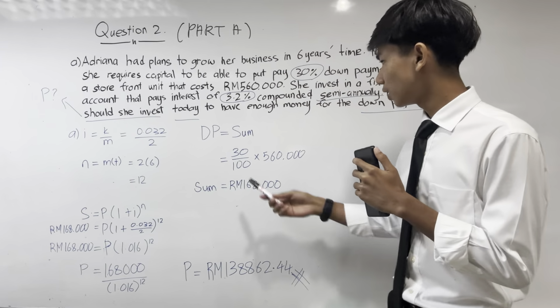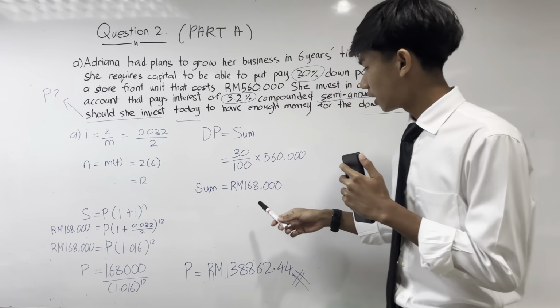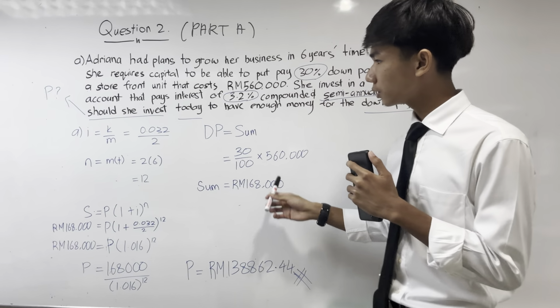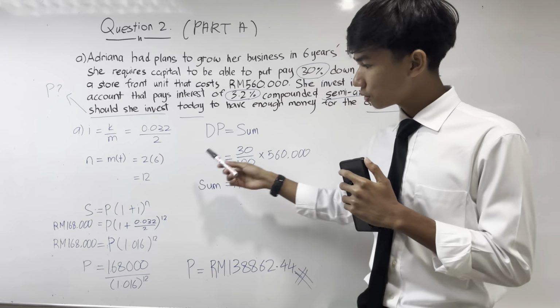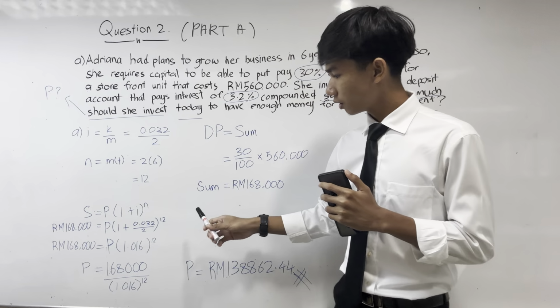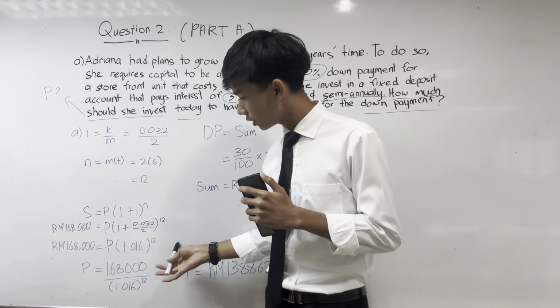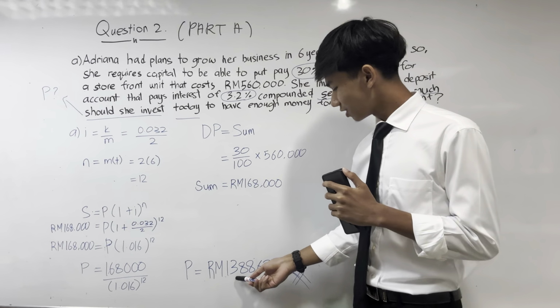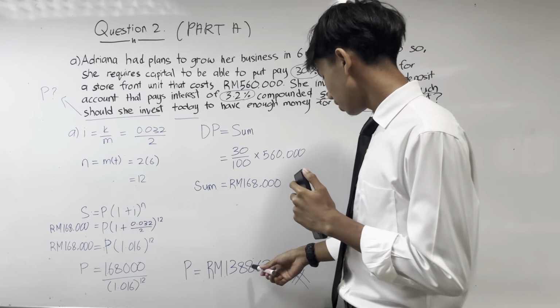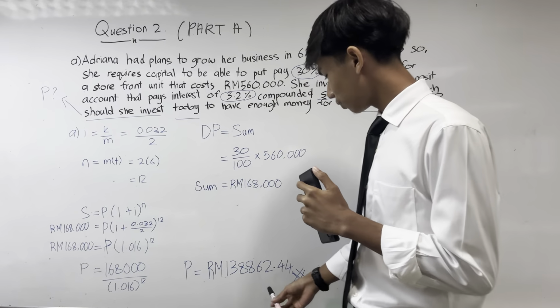Okay, first we need to calculate the down payment, and this is the amount of the down payment, and then this is the listed amounts that we need to put inside the formula. We calculate all of this to find P, and the final answer is RM138,862 and 44 cents.